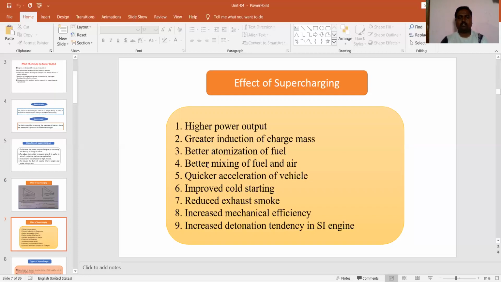For proper combustion of the air-fuel mixture, we require proper mixing of fuel and air. If you utilize the supercharging concept, then better mixing of fuel and air takes place. Next one is quicker acceleration of vehicle. This concept is also important. Quicker acceleration of vehicles means when we utilize the supercharging concept, it is useful for the acceleration of vehicles.